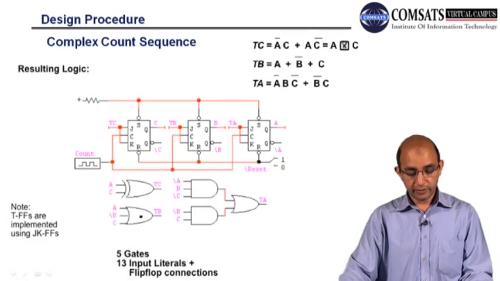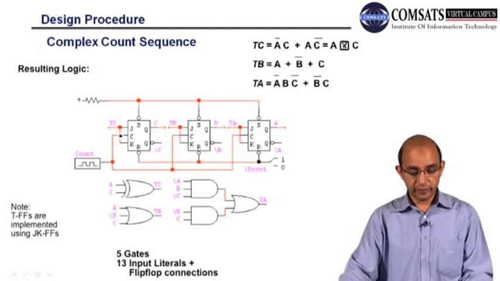For TB we have A, B bar, and C, so they are ORed. So this is TB and this is TA. So A bar B C, B bar C, and they are ANDed. B bar and C is also ANDed, and they are ORed. So you can see we have A bar B C. So here we have TA. This is the combinational circuitry we will be having at the input of those flip-flops.